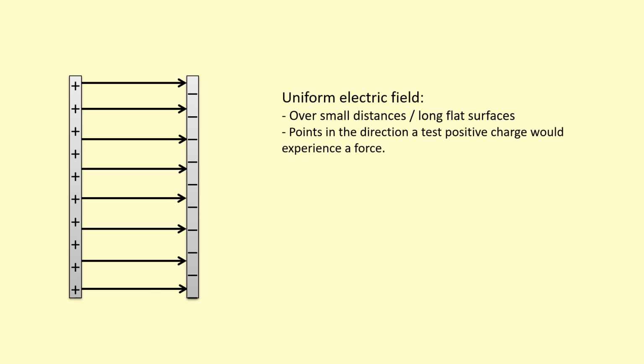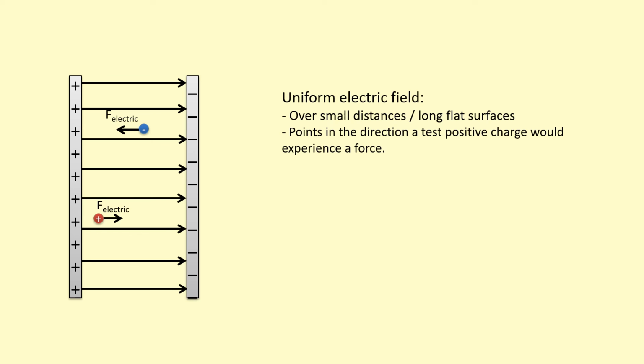This pattern here is what we call a uniform electric field pattern. And you can get this between charged parallel plates like the one shown in the diagram. We can also get this pattern if you zoom in into a radial field over very small distances, or you can get them near the surface of long flat surfaces. Okay, and again, the direction of the field lines point in the direction a positive charge would experience a force. So if you look at the bottom of the diagram here, the positive charge experiences force in the direction of the field lines, while at the top there, the negative charge experiences force in the opposite direction of the field line there.